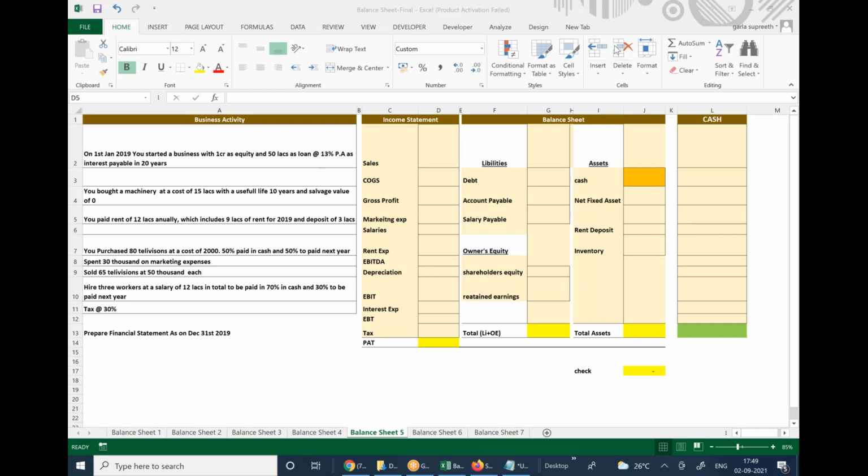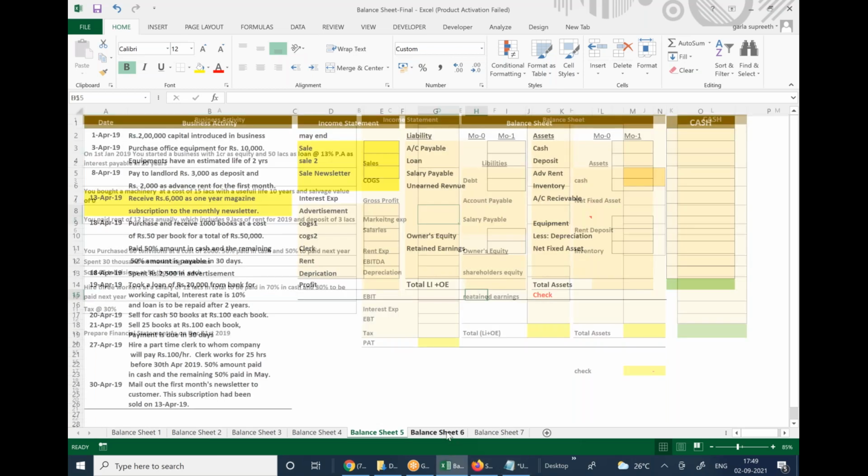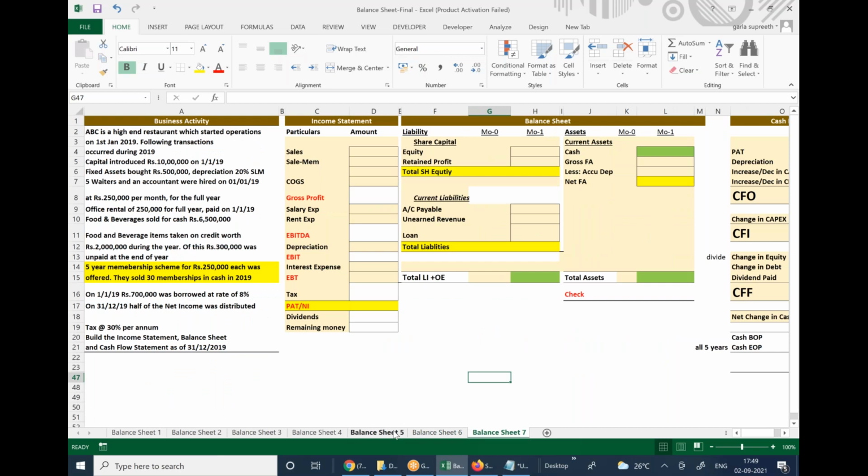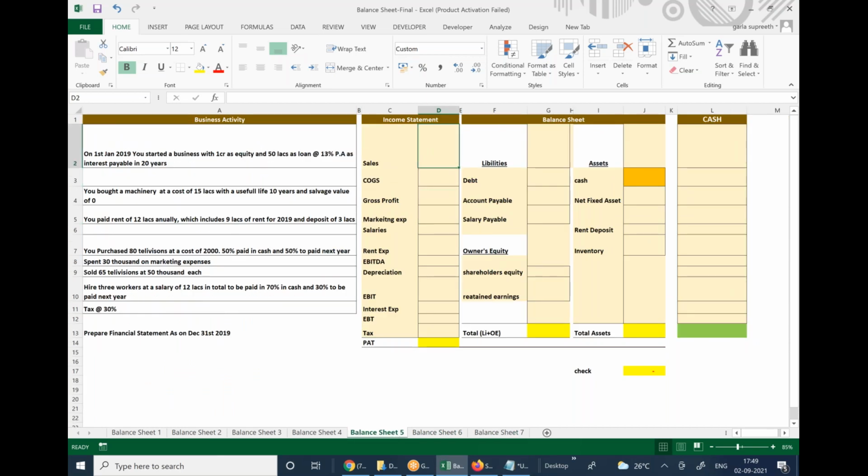Please understand, this is the last problem where I will be teaching you. When 6 and 7 are complete, that is your assignment, you need to submit it. Try doing it by yourself. On 1st January 2019, you started a business with 1 crore. So I'm sure you would have put it over here, 1, 2, 3, 4, 5, 6, 7. And obviously the cash would have increased by 7 zeros.